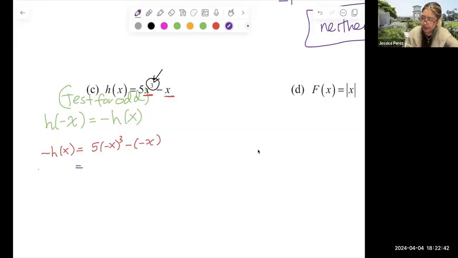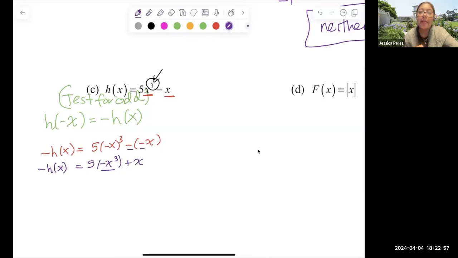Now here, I still have this negative h of x. Here I have a 5 times a negative x to the third. Okay, so negative x to the third is still negative x to the third. Here I'm going to get a plus x because two minuses become a plus. So then this becomes negative 5x to the third plus x, and then I have a negative h of x.